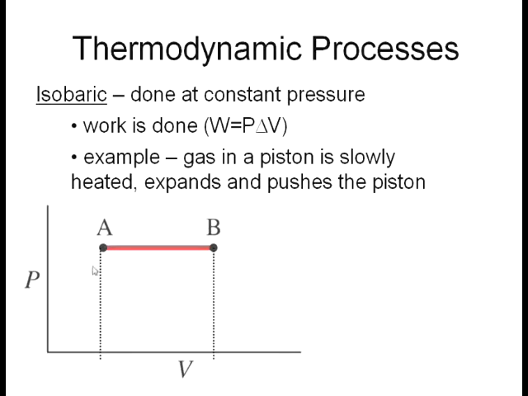When we're calculating the work, we have an initial volume, a final volume, and a constant pressure. So when you're multiplying those, you're finding the area underneath this graph. The work is actually the area underneath a PV diagram.